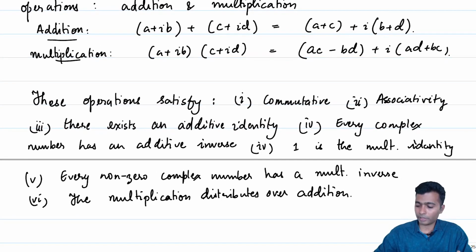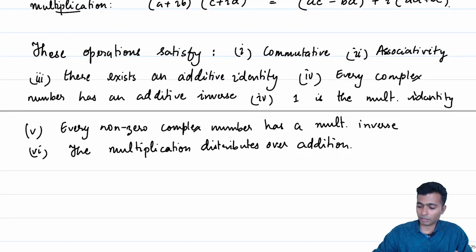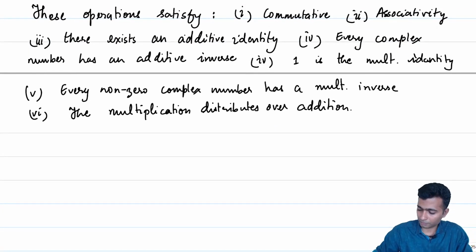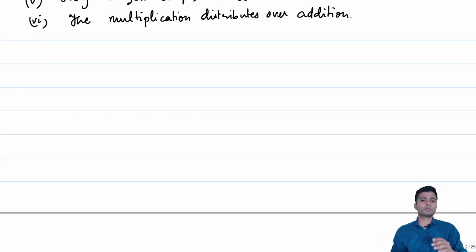All those properties which real numbers, along with their addition and multiplication operations, satisfy are satisfied by complex numbers as well. So we may consider complex numbers with the operations of addition and multiplication which we just defined. We can consider complex numbers also as a potential candidate for being the field of scalars.